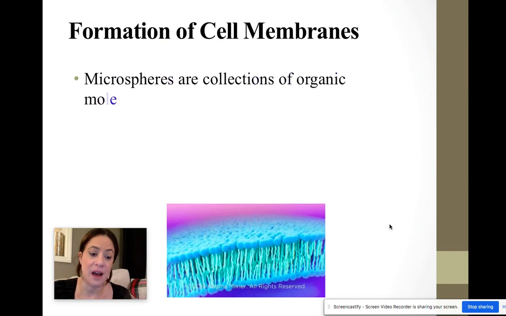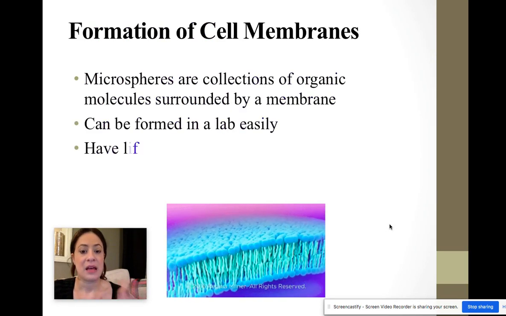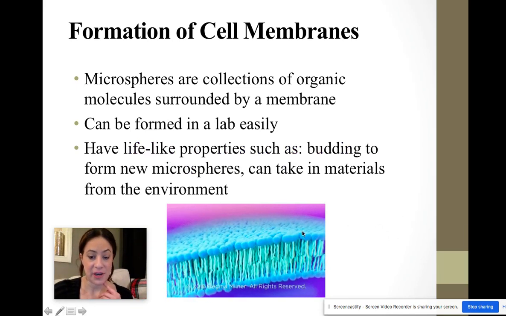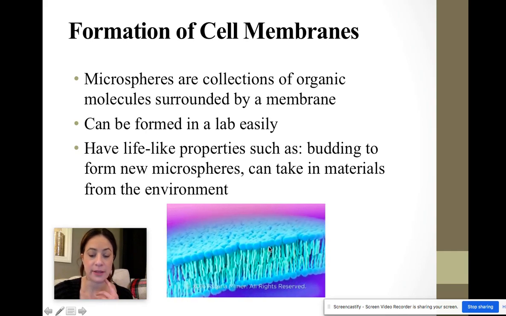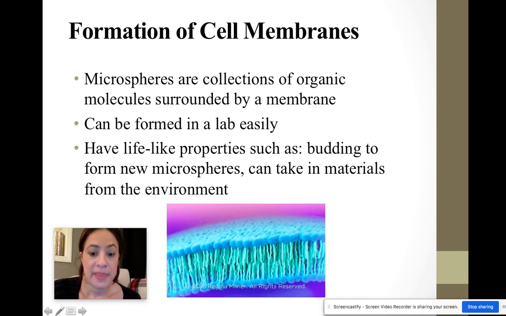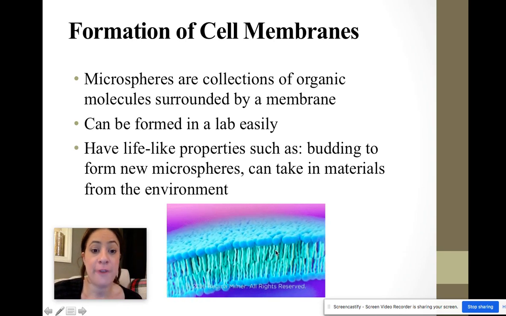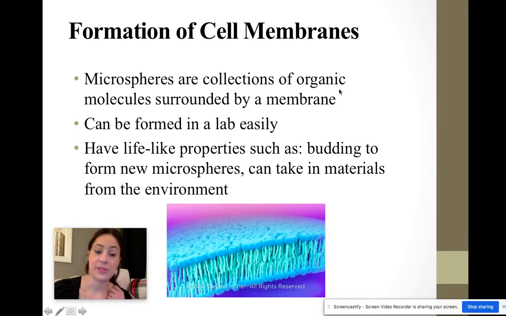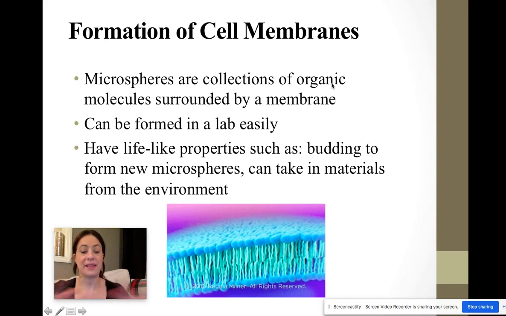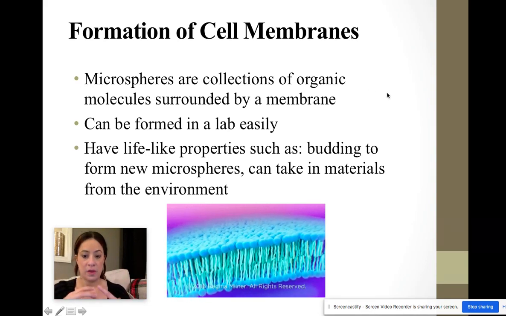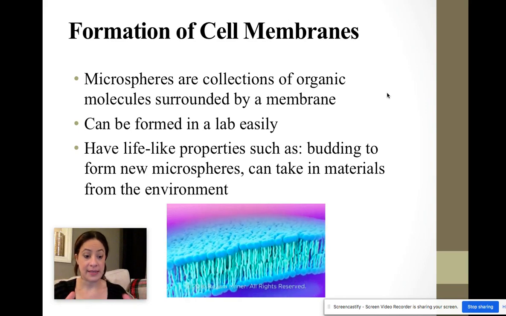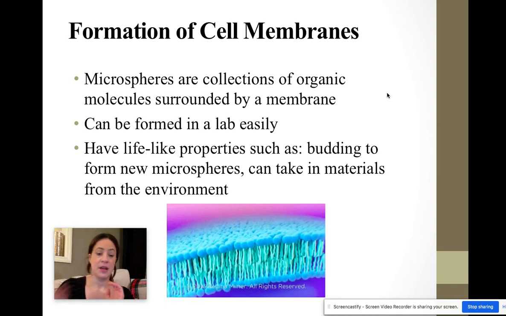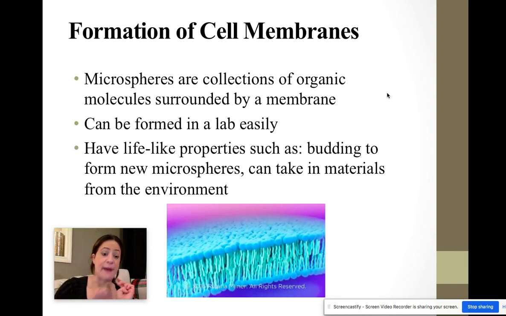Now, in terms of cell membranes, how would those have formed? So a cell membrane is a collection of these smaller phospholipids. So in order for the first cell membrane to form, it might have been a collection of organic molecules, right, surrounded, that came together. So these early cells, we call these microspheres, collections of organic molecules surrounded by a membrane.